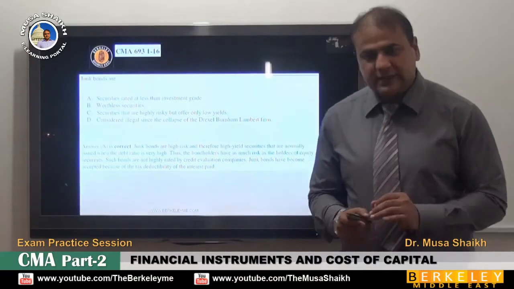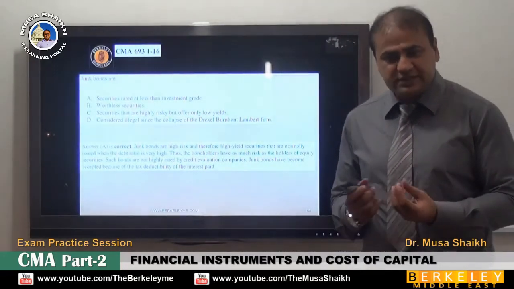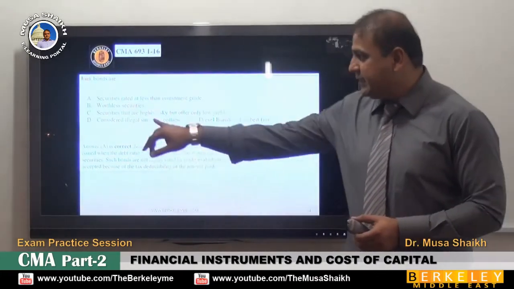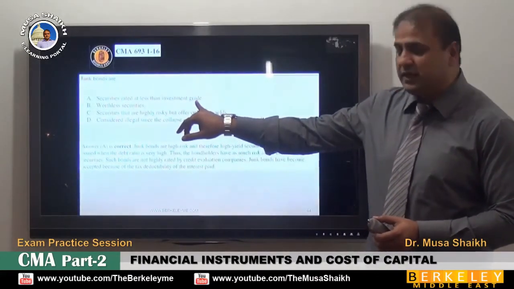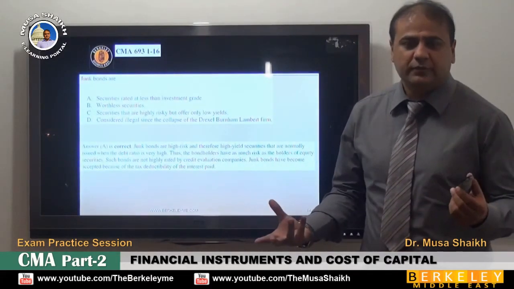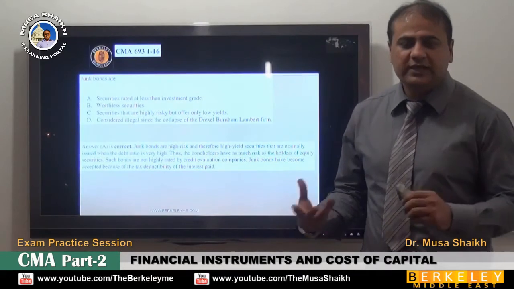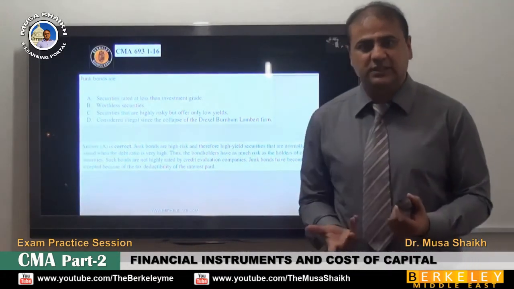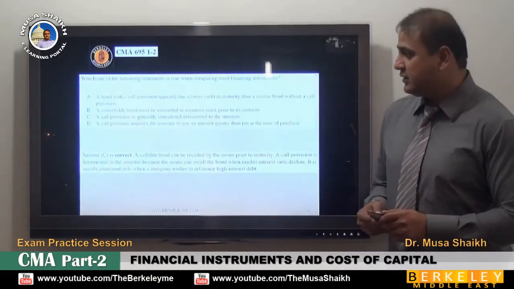Junk bonds. Junk bonds are riskier because they are junk. They are securities rated below investment grade, because investment grades are more secure. So junk bonds are inferior bonds; these are more risky. This is the definition.